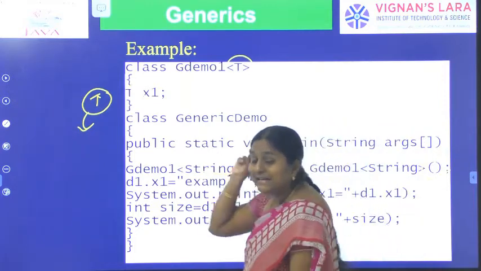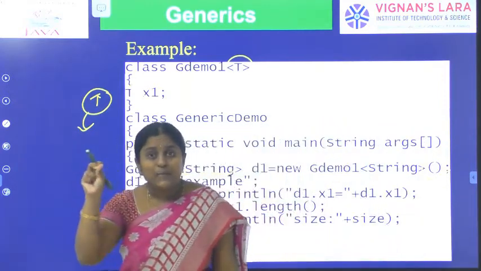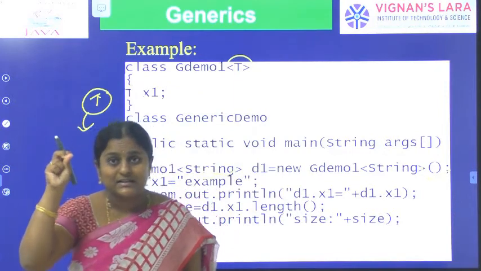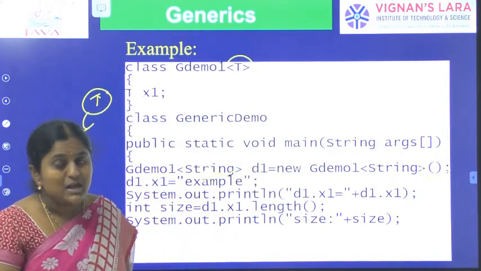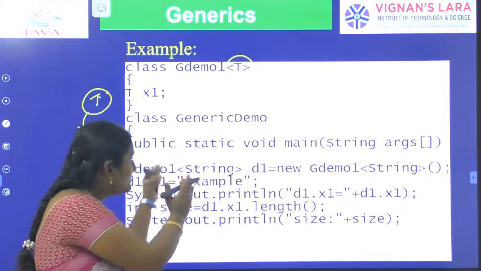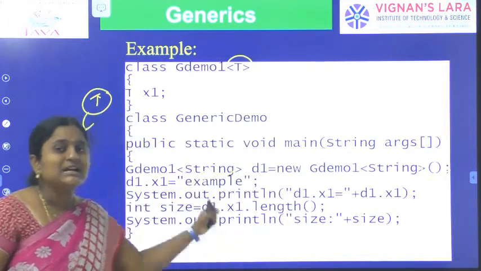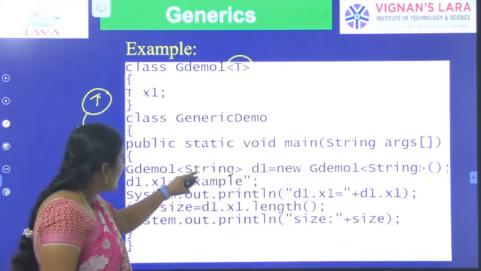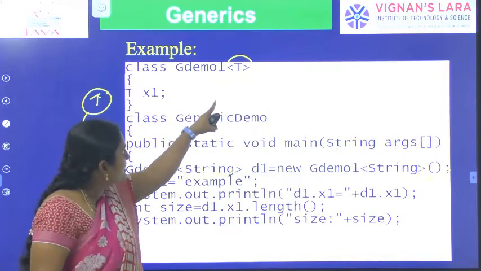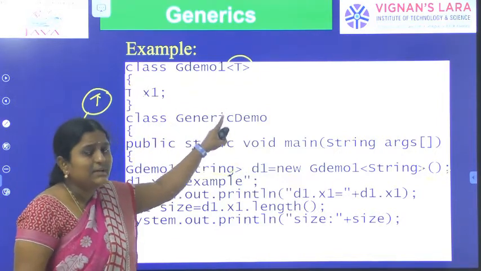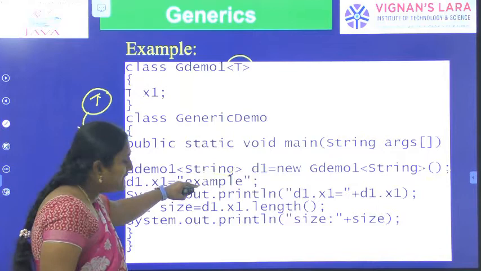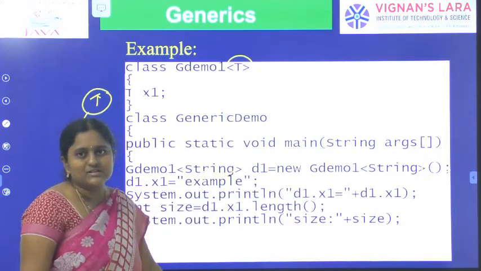So here, generic is an element whose data type would be mentioned by the user at the time of creating an object of the class. So whenever I am creating an object of the class, I can mention the data type. Initially, T means data type. So at the time of compile time, you can specify the data type.